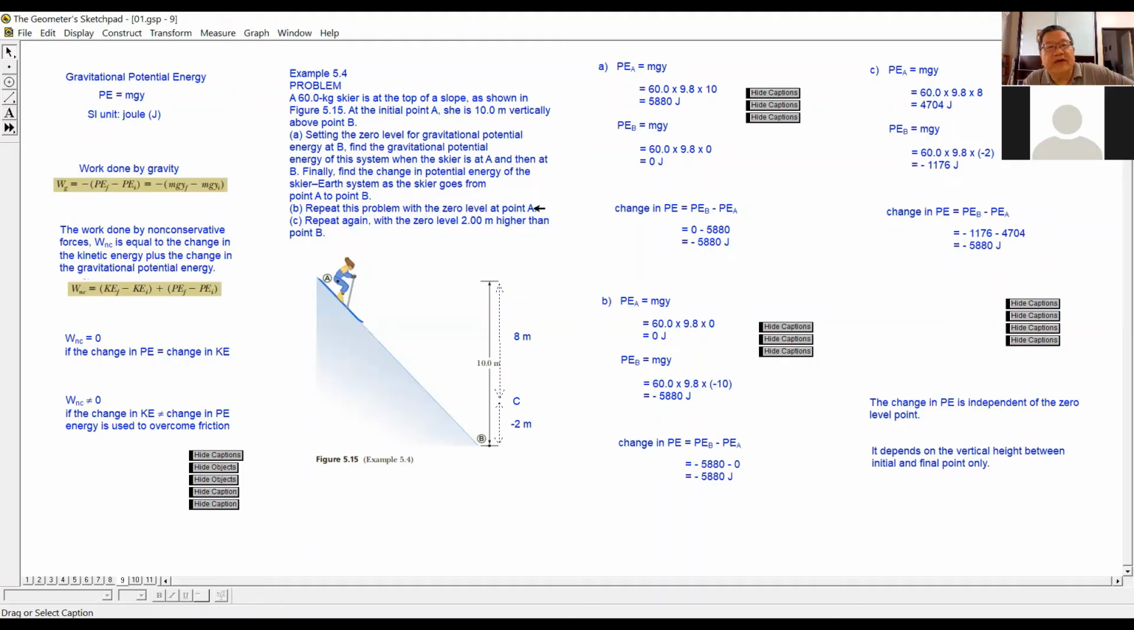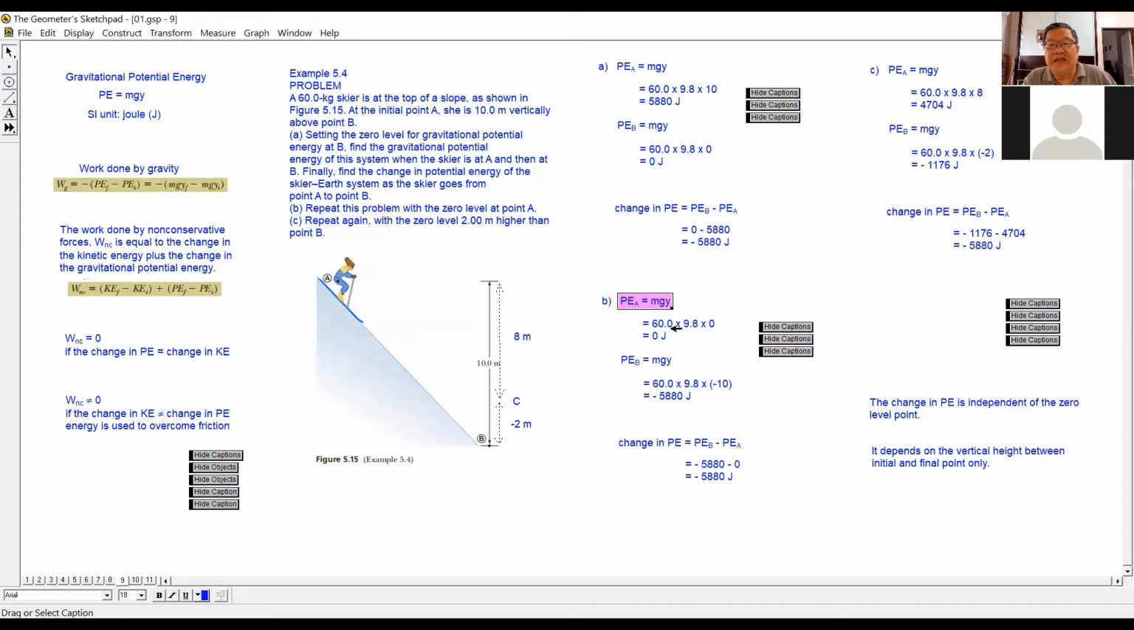With zero level at A. So A is 0. Again, I try to calculate the potential energy at A and the potential energy at B, and I find the difference in the potential energy. So calculate the potential energy at A. It is 0, because now the 0 level is at A.